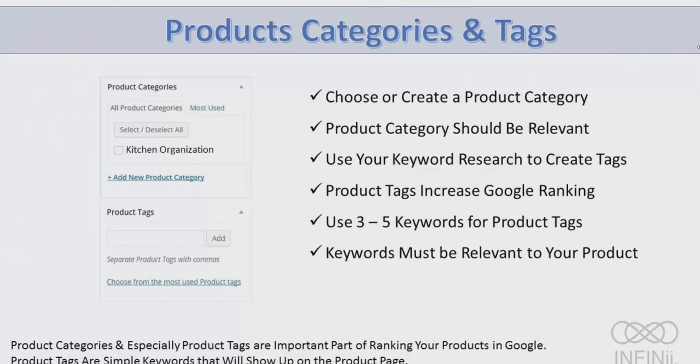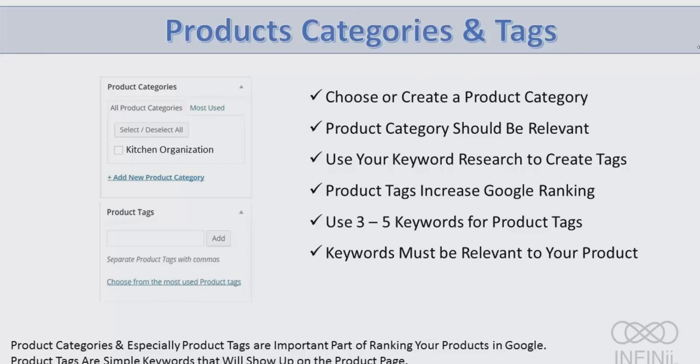Choosing a product category is a relatively simple process. You want to use a more broad category, but not too broad. So since the example product is related to kitchen organization, that is the name of the category.